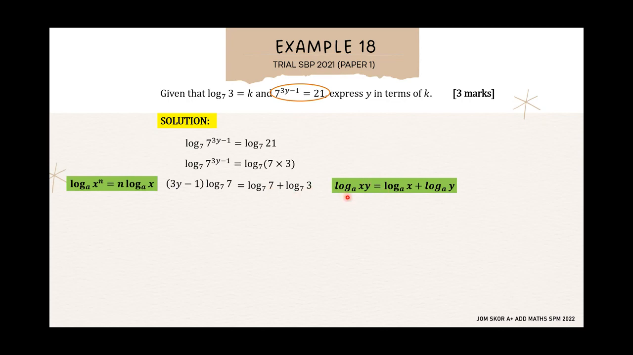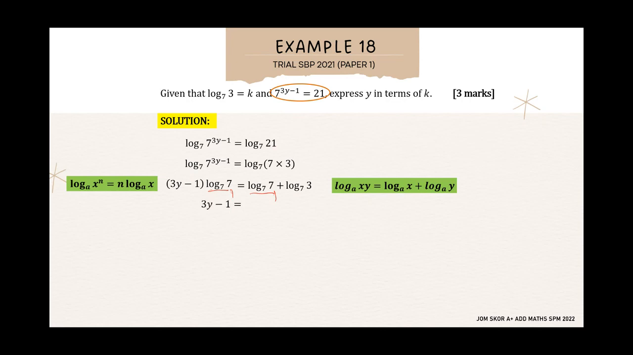Gunakan law of logarithm yang melibatkan produk. Okay. Sekarang tengok both side. Yang ni kita tahu sama dengan 1. Okay, yang ni nilainya adalah 1. Log 7 base 7 sama dengan 1. Log 7 base 7 sama dengan 1. Jadi kita akan dapat 3y minus 1. Yang 1 darab dengan 1 dapat apa? Dapat nilai dia balik 3y minus 1. Kemudian log 7 base 7 bersamaan dengan 1.